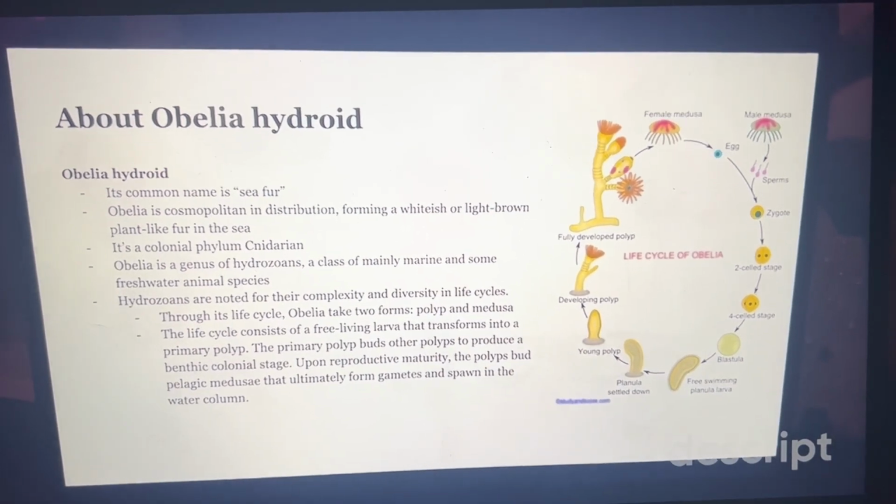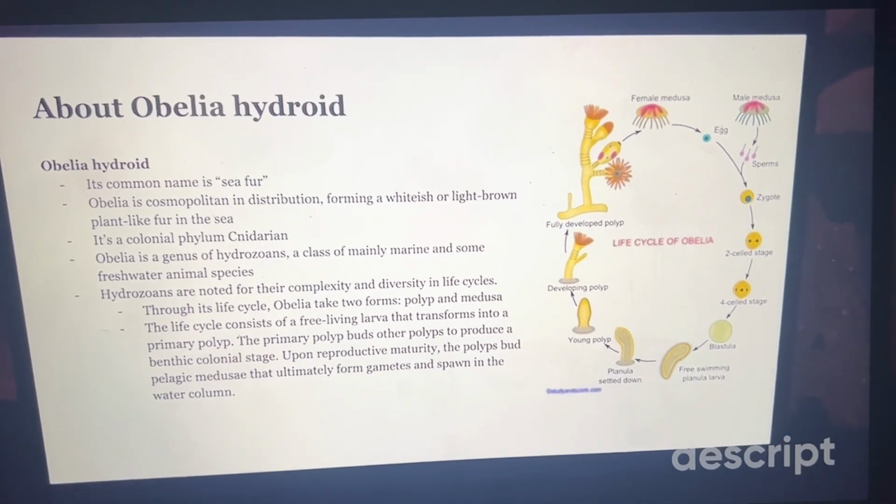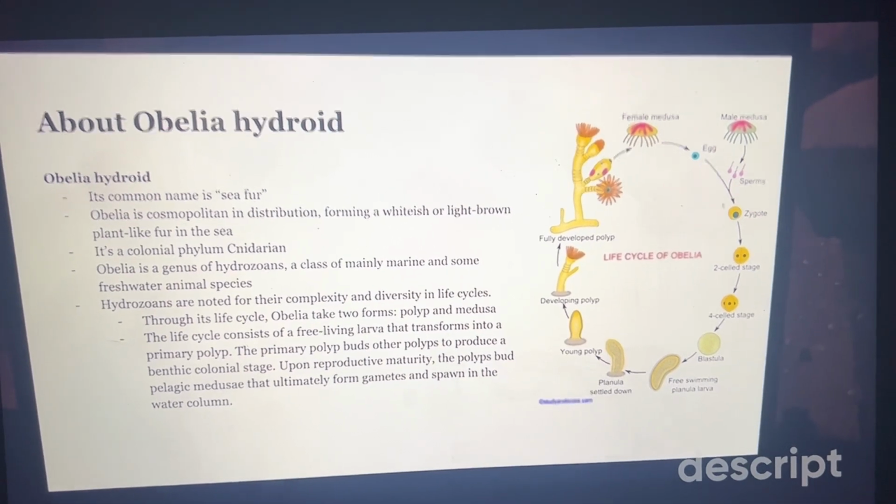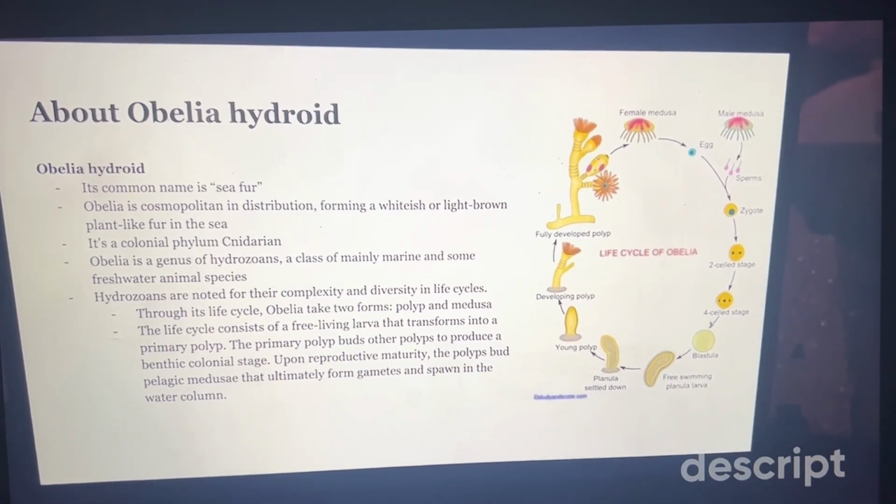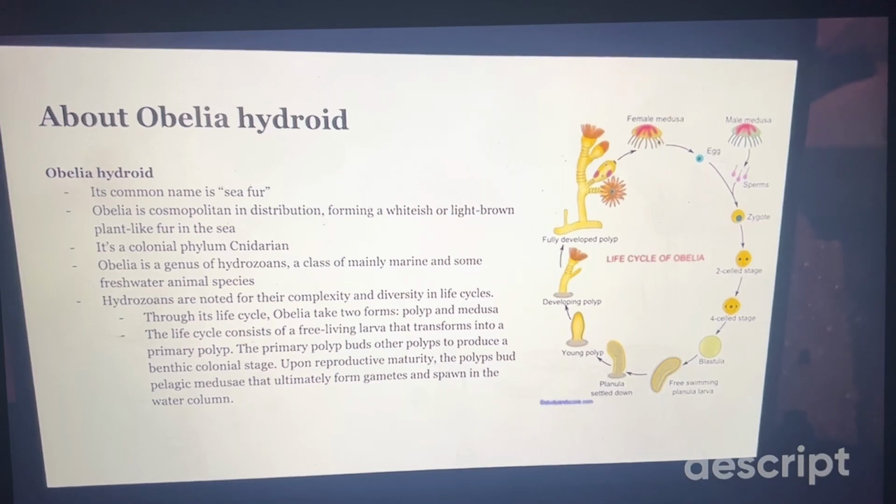And the picture to the right is kind of the life cycle of Obelia, so you can see how it goes from the egg to a zygote to the cell, to the polyp, and then to medusae.